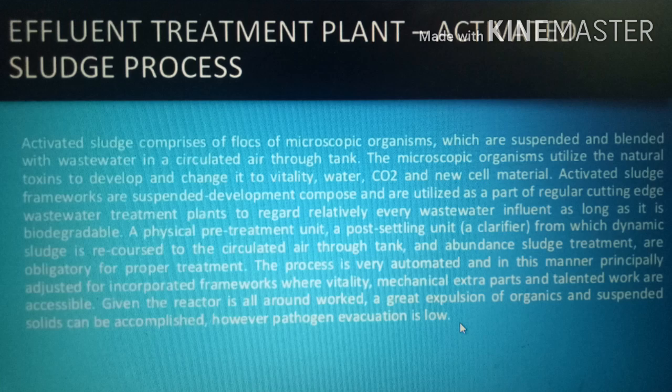available. Given the reactor is well operated, a greater removal of organics and suspended solids can be achieved. However, pathogen removal is low.